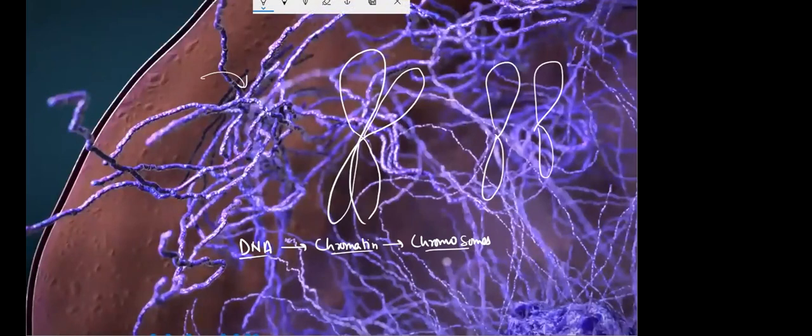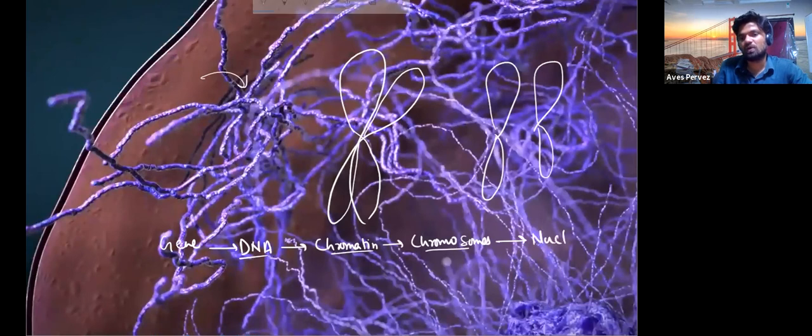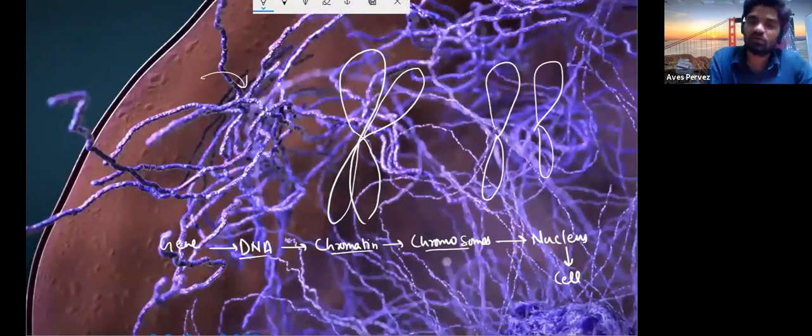Yes, sir. Inside the DNA is the gene. What is a gene? You will study that in higher classes, so no need to worry here. So we have gene, then DNA, then chromatin, and then chromosomes. Where is the chromosome present? The chromosome is present in the nucleus, and the nucleus is present in the cell. Got it?